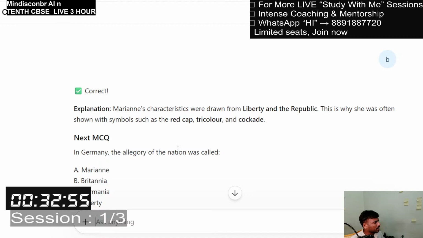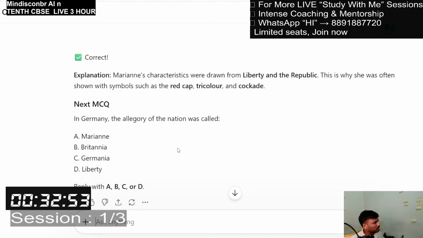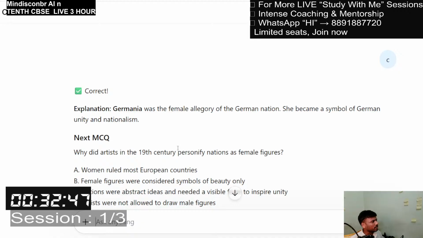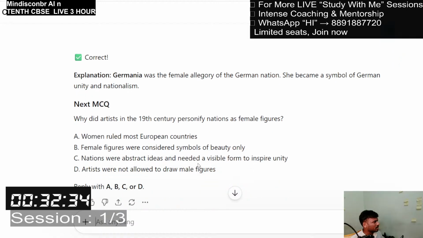In Germany, the allegory of the nation was called Germania. Explanation: Germania was the female allegory of the German nation. She became a symbol of German unity and nationalism. Why did artists in the 19th century personify nations as female figures? Nations were abstract ideas and needed a visible form to inspire unity.